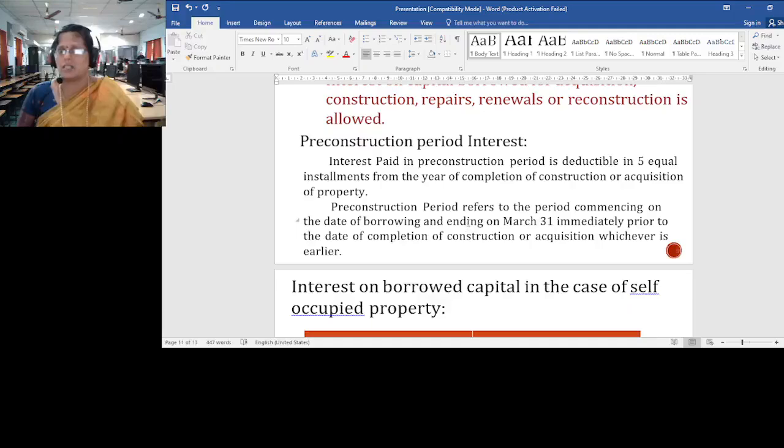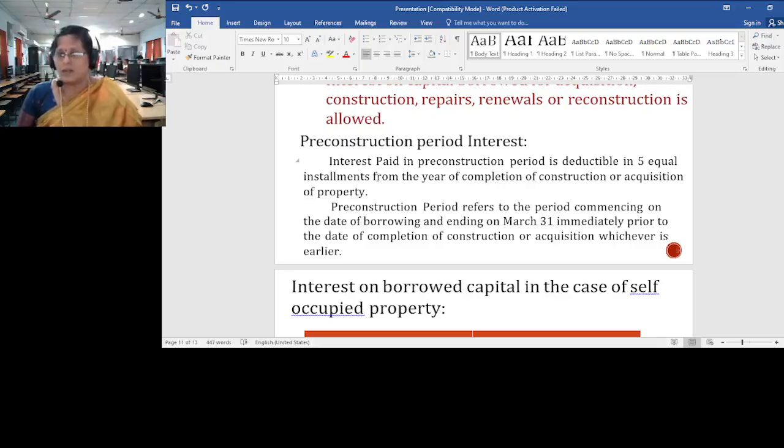One is pre-construction period interest, another one is post-construction period interest. Now, let me tell you about this pre-construction period interest. Interest paid in pre-construction period is deductible in 5 equal installments from the year of completion of construction or acquisition of the property. This is very important: when you start claiming this pre-construction period interest, the house must be completed, the construction must be completed.